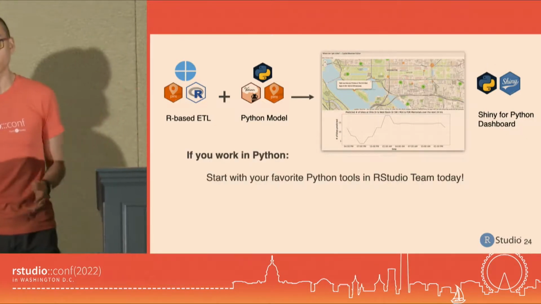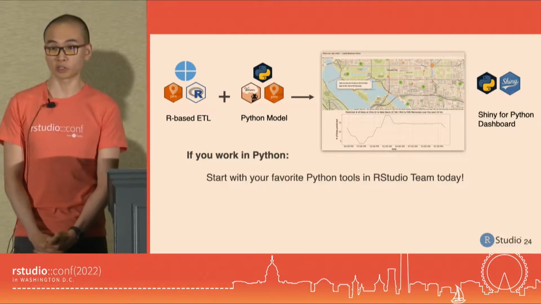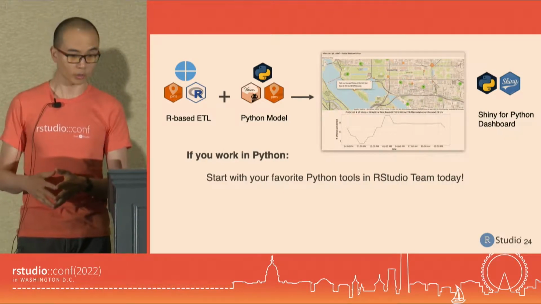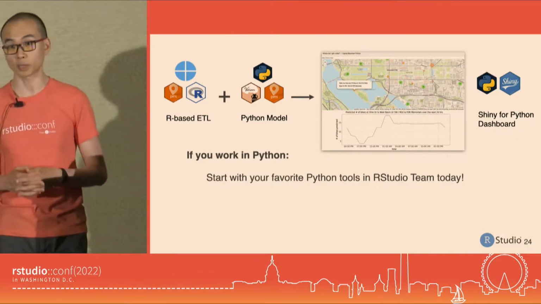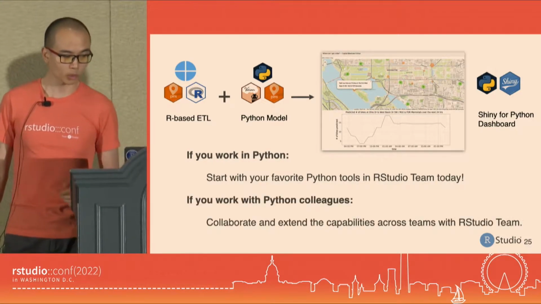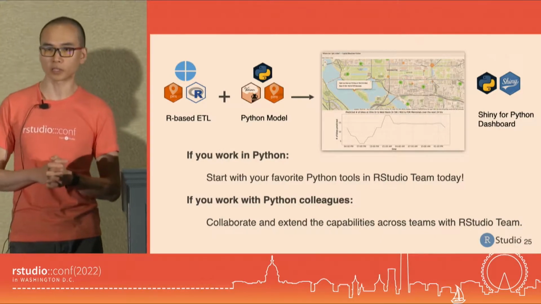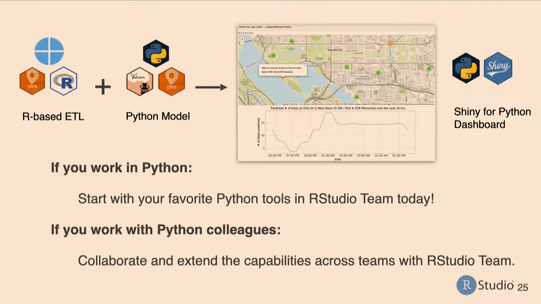Now, what does it mean to you? If you already work in Python and you have access to the RStudio Team professional products, well, you can just start using your favorite Python tools today. There's really no need to wait. And if you work with Python colleagues, we just showed you a very simple example, but I hope that it can serve as a little starting point for you to collaborate and extend the capabilities across teams between Python and R teams, all within the RStudio team offering. And we definitely hope you can take it to the next level than what we did.